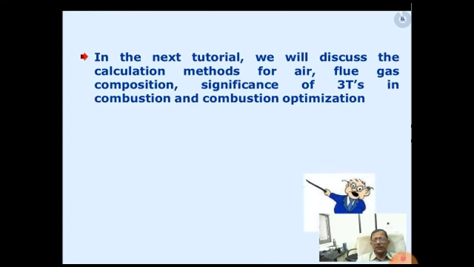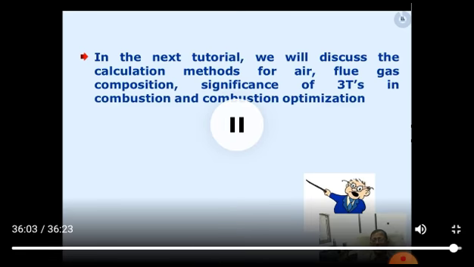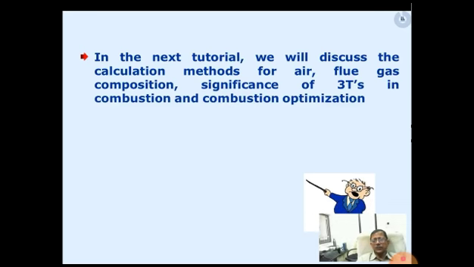Now in this particular tutorial I would conclude here. In the next part of this tutorial, I will deal first with the air calculations, the theoretical minimum air calculations. Then I will be dealing with the gas composition calculations, right? And possibly in part 3, we'll be dealing with the 3 T's and their significance in combustion and how to optimize combustion, right? Till then, what you should do is practice with the examples given in the study material, in the chapters of combustion, right? And do all the GCV and NCV calculation problems that you find there, right?